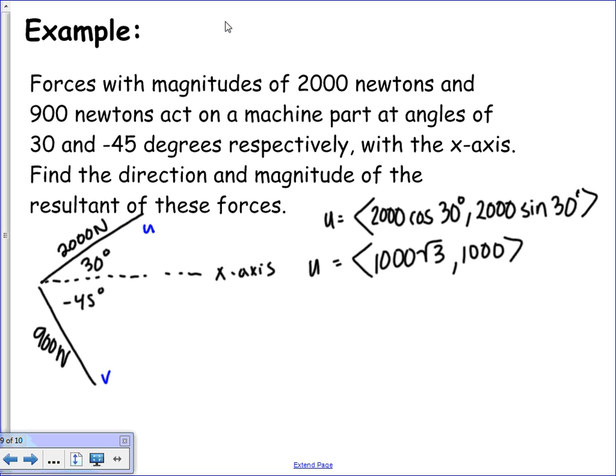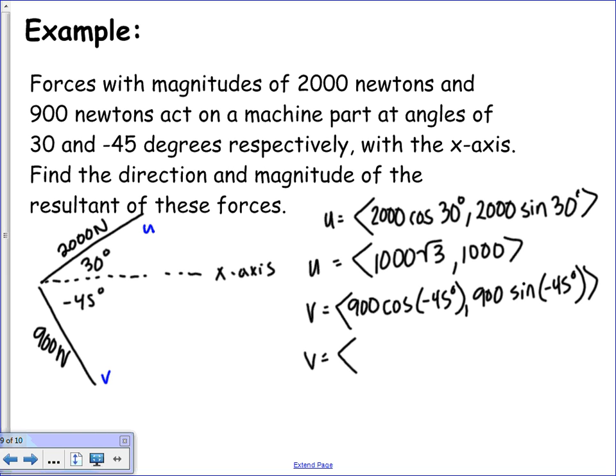Then I'm going to find the vector component form for V. So I'm going to do 900 times cosine of negative 45 and 900 times sine of negative 45. And again, those are on the unit circle, so I can do them. It would be square root 2 over 2 and negative square root 2 over 2. So I'm going to come up with something for V like, let's see, 900 divided by 2 is 450 square root 2. And then this one will be negative 450 square root 2, which you could get as a decimal, and that would be fine.